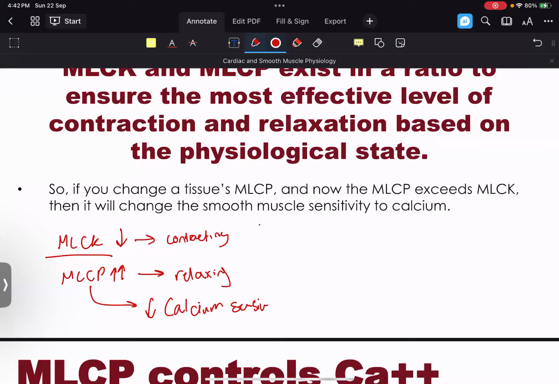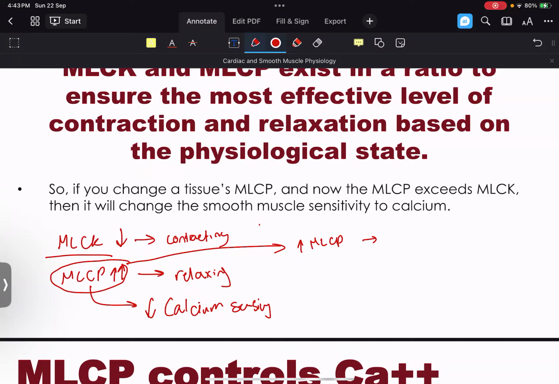And then I went on to explain, think about what the word sensitive means. Sensitive means that you need a little amount to do something. If you're sensitive to dust, you need a little amount of dust to get a whole reaction. So when you increase the MLCP, you're going to inactivate more myosin. So now you have more myosin that's inactivated. And if you have more myosin that's inactivated, that means even if you have a big amount of calcium, you will not be able to have a contraction because the myosin itself is inactivated. So it cannot engage in the cross-bridge cycling. That's what I was trying to say. So therefore, that's how myosin light chain phosphatase will decrease the calcium sensitivity.